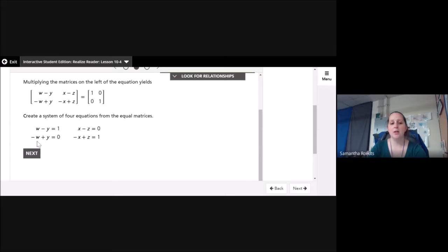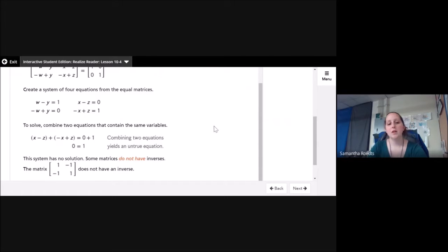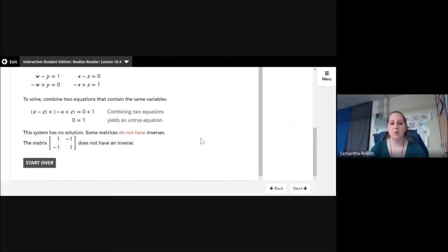I create a system of 4 equations for the equal matrices. W minus Y equals 1, negative W plus Y equals 0, X minus Z equals 0, and negative X plus Z equals 1. To solve, I combine 2 equations that contain the same variables. X minus Z plus negative X plus Z equals 0 plus 1, so 0 equals 1 yields an untrue equation. This system, therefore, has no solutions. Some matrices don't have inverses. The matrix [1, negative 1; negative 1, 1] does not have an inverse.